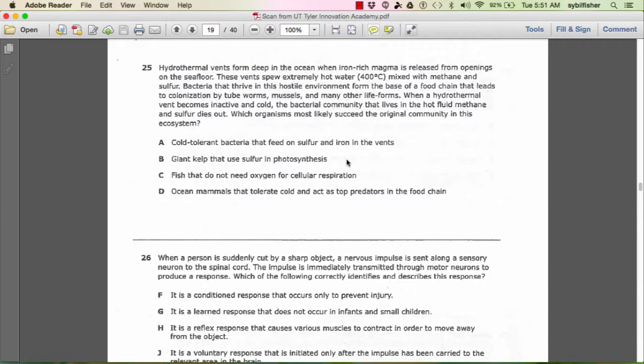When a hydrothermal vent becomes inactive and cold, the bacterial community that lives in the hot fluid, methane and sulfur, dies out. Which organisms most likely succeed the original community in this ecosystem? A. Cold-tolerant bacteria that feed on sulfur and iron in the vents. B. Giant kelp that use sulfur in photosynthesis. C. Fish that do not need oxygen for cellular respiration. Or D. Ocean mammals that tolerate cold and act as top predators in the food chain.